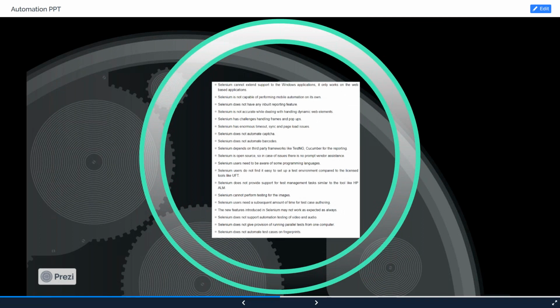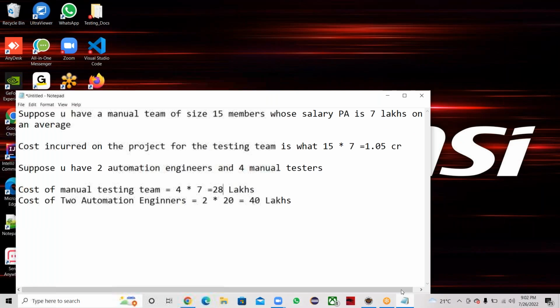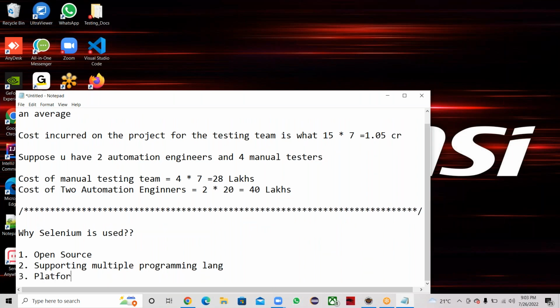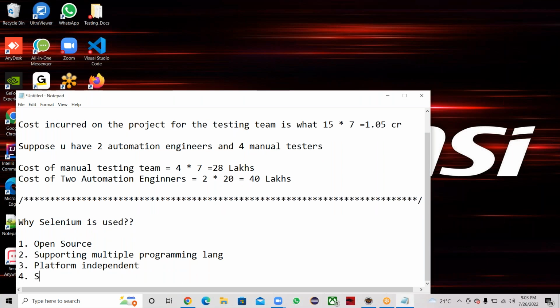So before I go to the next topic, can anyone say why only Selenium is used in the market? Your views on why Selenium is used in the market apart from other tools? Because it is an open source tool. Okay, open source. What is the other thing? Supporting multiple programming languages. Platform independent. And it supports cross-browser and distributed testing.